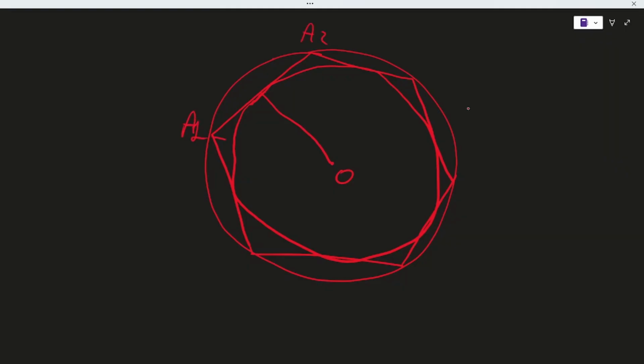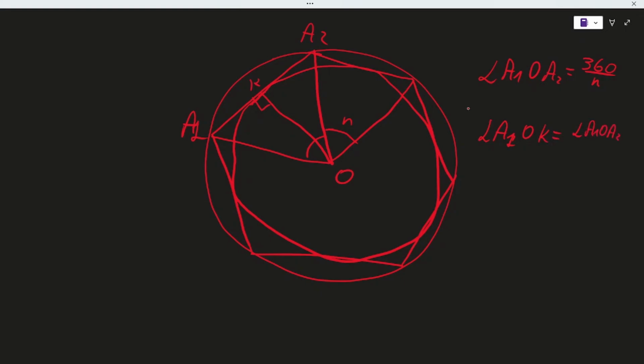If you want to find a relation between inradius and circumradius, we need to compute angle A1OK, where K is the base of the altitude from O to A1A2. We can easily see that angle A1OA2 will be just 360 divided by n because of symmetry, and all of these angles will be the same. Regular polygon definition: everything is symmetric. And angle A1OK will be just half of A1OA2, which is clearly 180 divided by n.